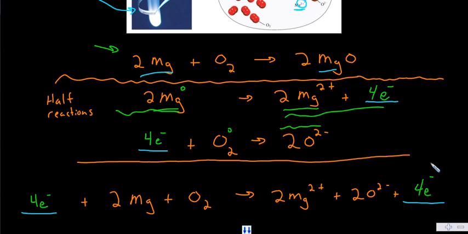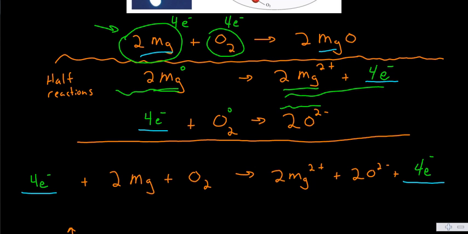Please note that in order for 2 magnesiums to react with 1 oxygen, the 2 magnesiums must release 4 electrons, and the oxygen molecule must absorb 4 electrons. There must be as many electrons released as absorbed. Later on we'll practice balancing equations for the number of electrons absorbed or released.